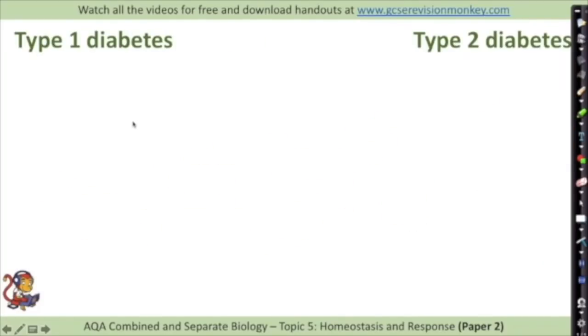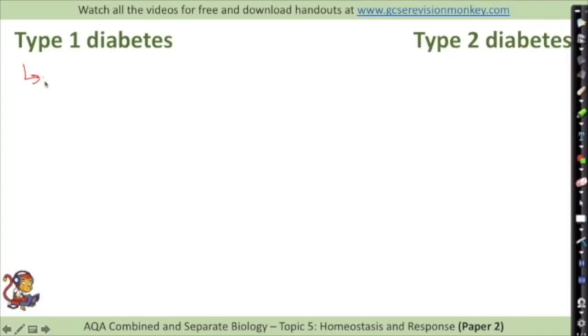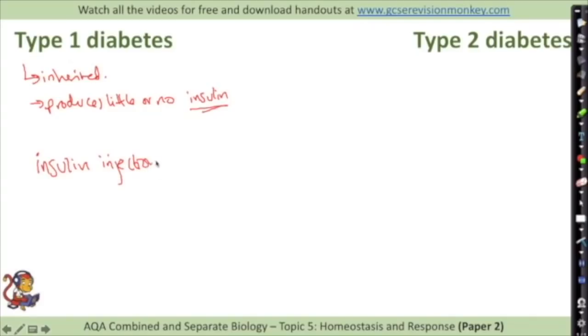And the trouble with controlling blood glucose is it is linked to a disorder called diabetes. There are two types. Type 1 diabetes is the type that is inherited. In this type of diabetes, your body produces little or no insulin. And this is the type of diabetes where the doctor will prescribe insulin therapy. So that involves insulin injections. And you have to keep a close monitor of the glucose intake that you're taking into your body.